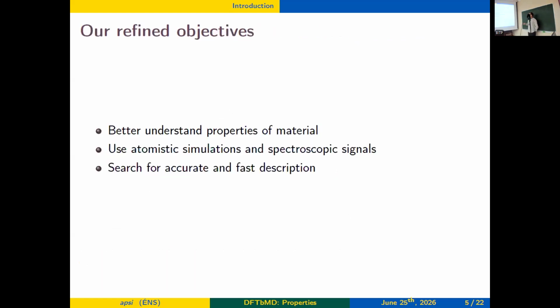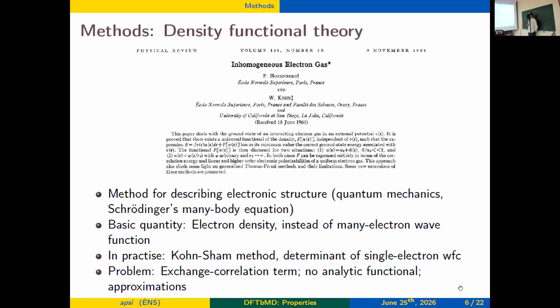Again, we try to better understand the properties. We try to explain to our experimental colleagues what they may be measuring, using the simulations. We use atomic simulations, molecular dynamics, and we include the signal. I will now explain how we get the intensity of this spectroscopy signal. And of course, we are trying to do it fast and accurately. So I will quickly review the basics. I start from the very basics.